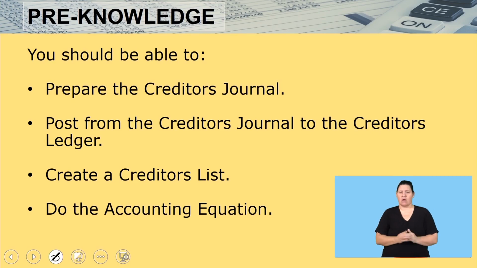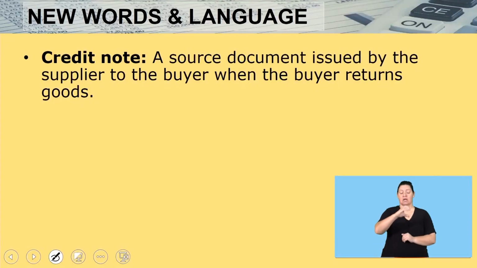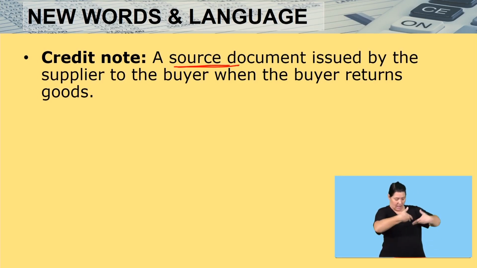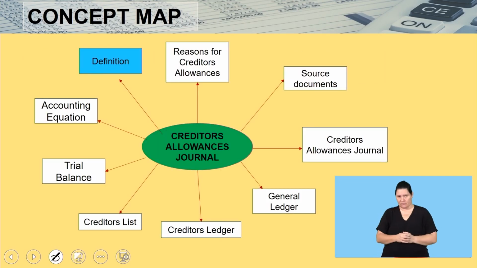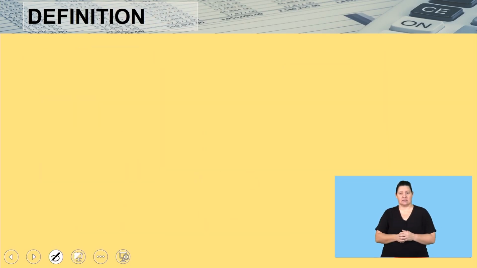I have new words that I want to introduce to you in today's class. Make sure you take this down as I introduce the new word to you. It is what we call a credit note. This is a source document, so the important part is source document. A credit note is a source document issued by the supplier to the buyer when the buyer returns goods. Very important to note.